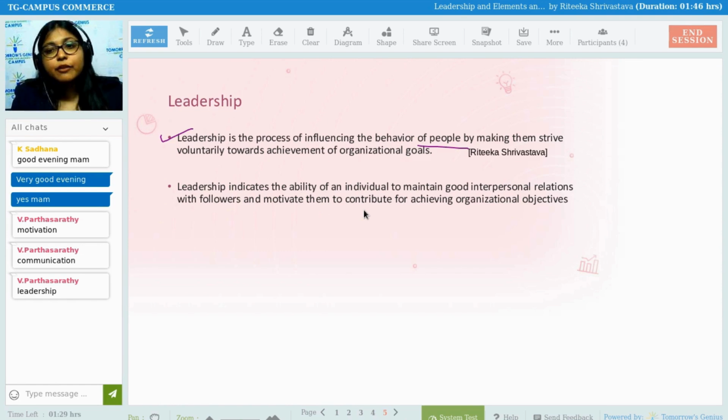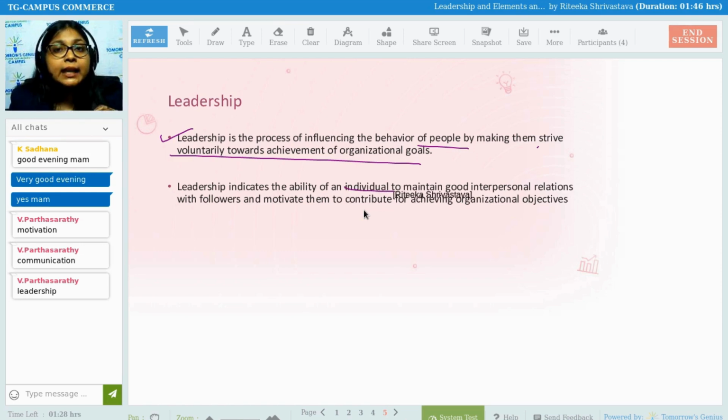Leadership is the process of influencing the behavior of people by making them strive voluntarily towards achievement of the organizational goal. So a leader is going to influence all their subordinates to achieve the organizational goal. It's the leader who motivates and gives courage and confidence to all the subordinates to reach towards a goal. So it indicates the ability of an individual to maintain good interpersonal relations with the followers and motivate them to contribute for achieving organizational objectives.